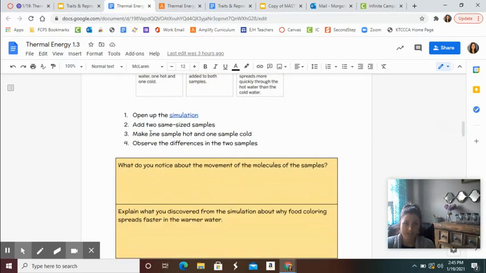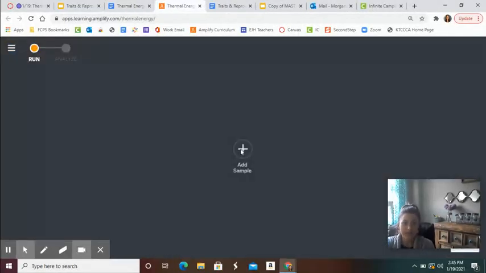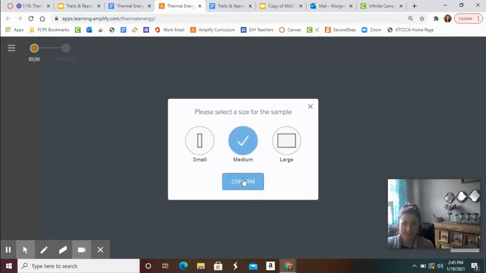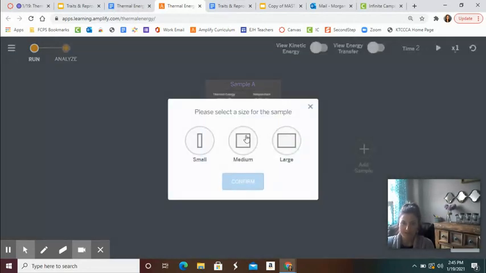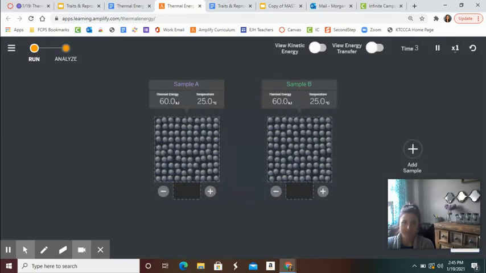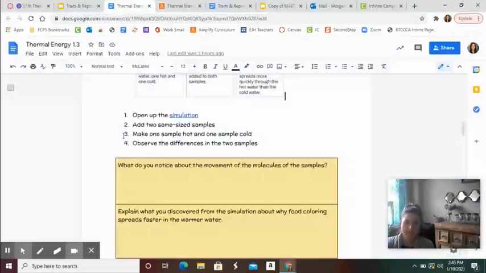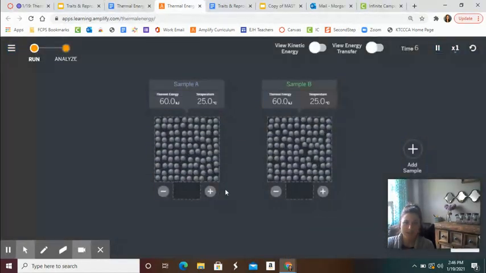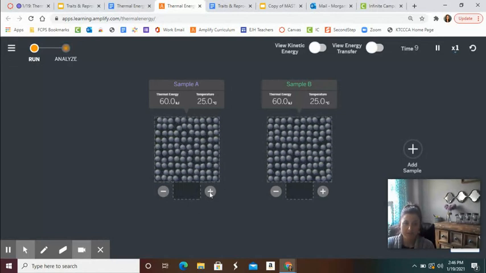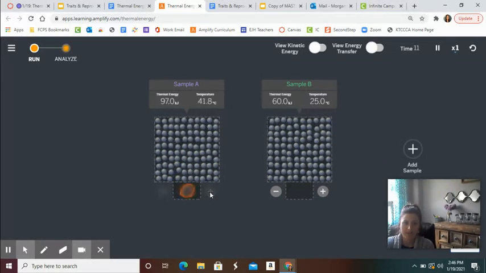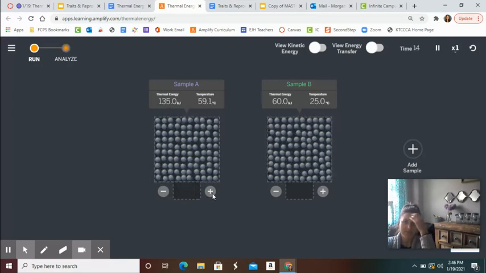And so in our simulation, and if you closed it, I hope you didn't, but there's another link to it here. And so we are going to add 2 same size samples. So we're going to look here. We're going to add 2, I'm going to go 2 medium. So it wants us to add 2 same size samples. Done. And then it wants to make 1 sample hot and 1 sample cold. And remember, you use your plus and minus. So to make this one hotter, I'm going to use this plus, and you can see it's adding some heat. I'm going to try to make it as hot as I can.